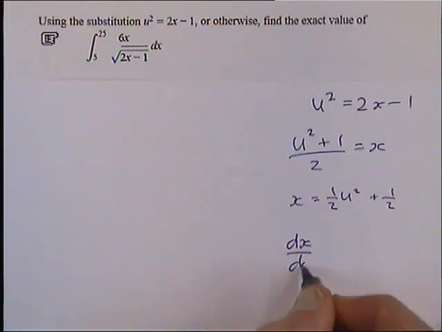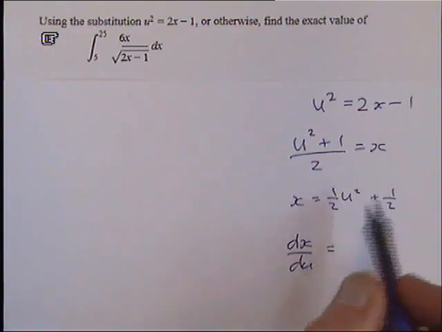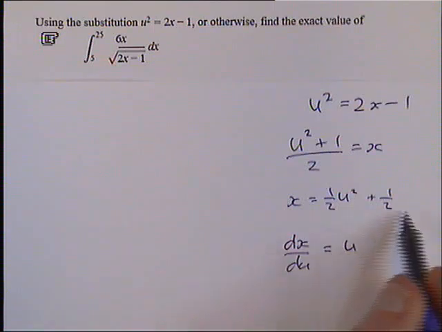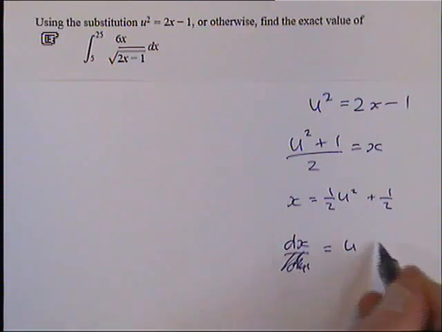So that means dx du will be, well, what will dx du be? U, yeah, okay. 2 times by a half is 1, u to the power of 1, that disappears, so I will move that du there, and I will get dx is equal to u du.